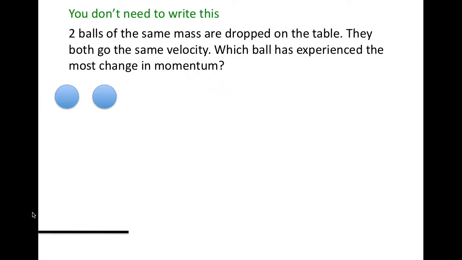Here's an example of two balls of the same mass. They are dropped onto a table. They both start off with the same velocity, and you are asked the question of which ball experiences the most change in momentum. Let's watch the first ball. The second ball is dropped.